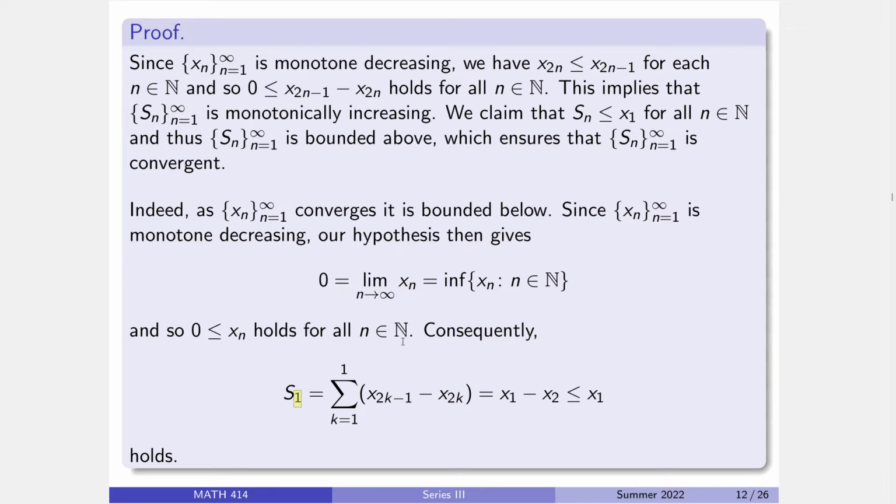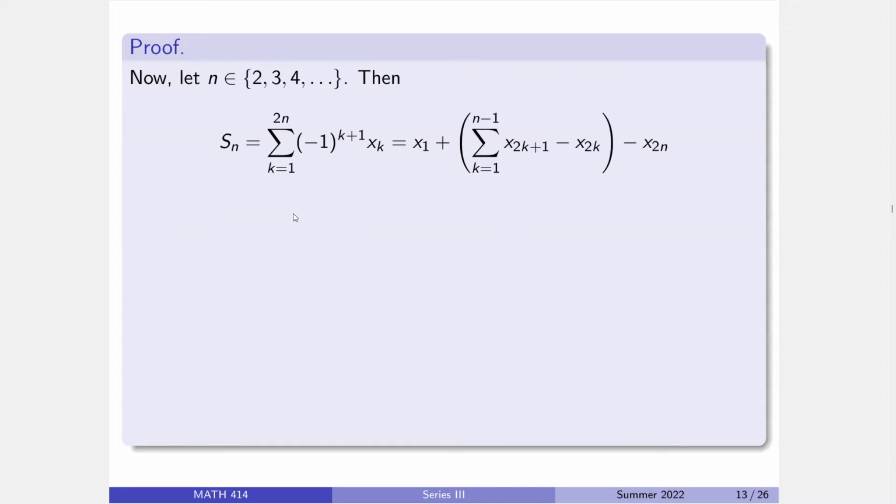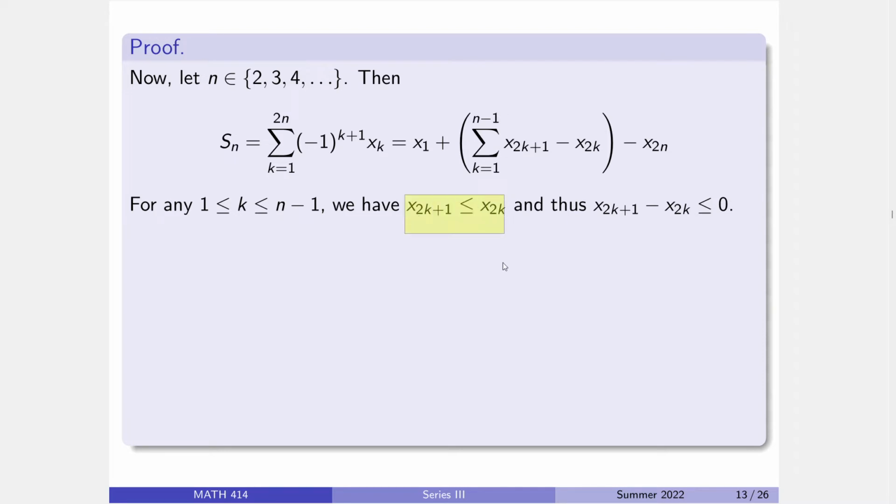Oh, good thing the previous proposition had 2 parts. All right, so the second part, take something that's 2, 3, 4, or whatever. Well, we know that S sub n, which is equal to this, and by the previous proposition we know pulls apart like that, for any k hanging out between 1 and n minus 1, because we have a monotone decreasing sequence, this needs to be true, so all of these terms are negative. So this is a sum of negative things, so this does not exceed 0.